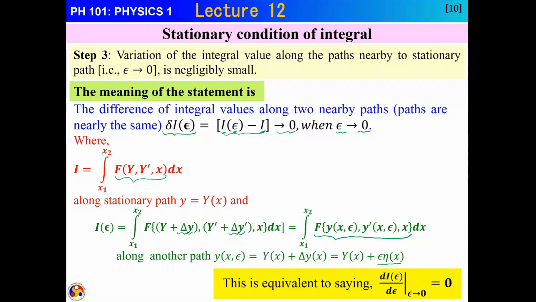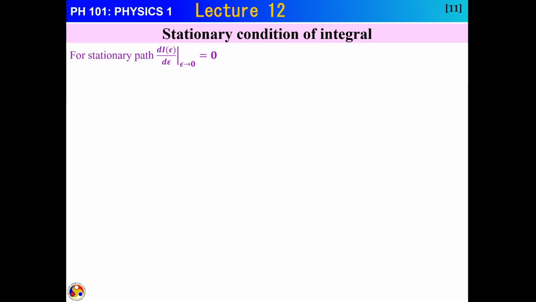Now what we are going to say is that if I take a derivative of I with respect to psi, for psi tending to 0, it should give the value 0 if the path that I am taking is the stationary one. So the condition that we are imposing for the stationary path is dI of psi by d psi, for psi tending to 0, is 0.